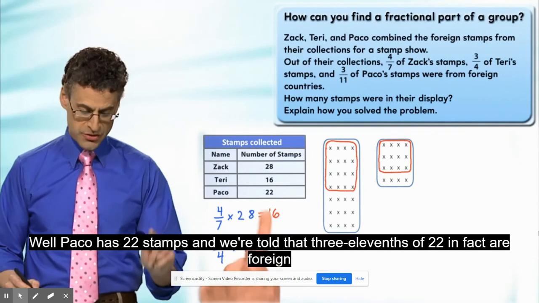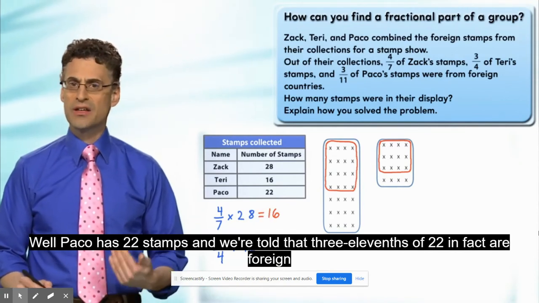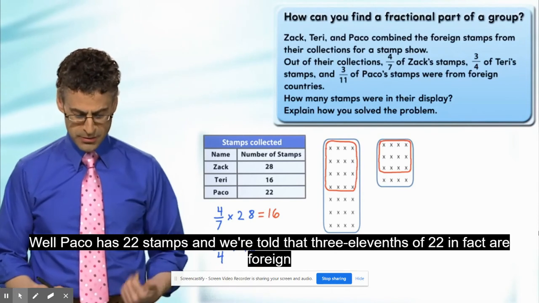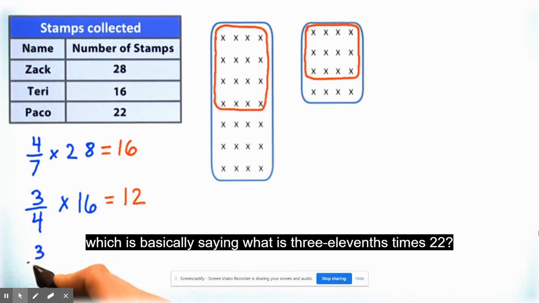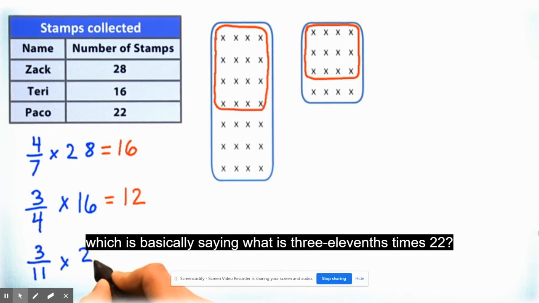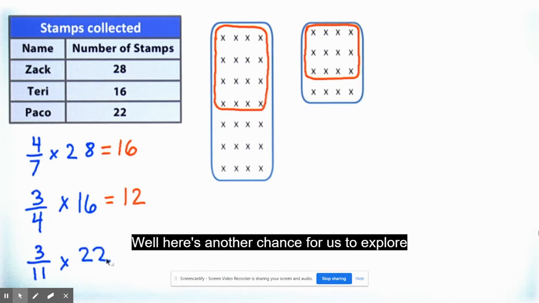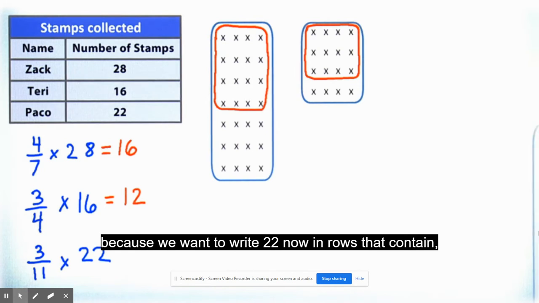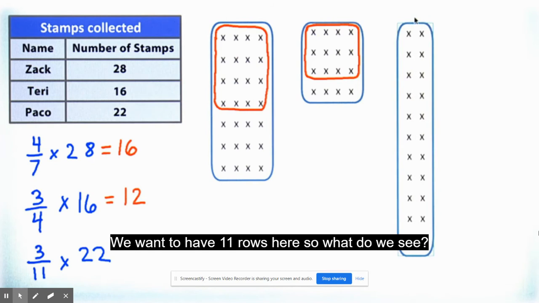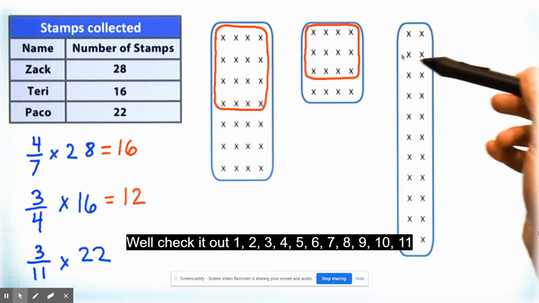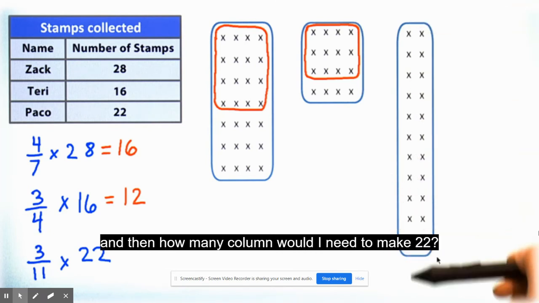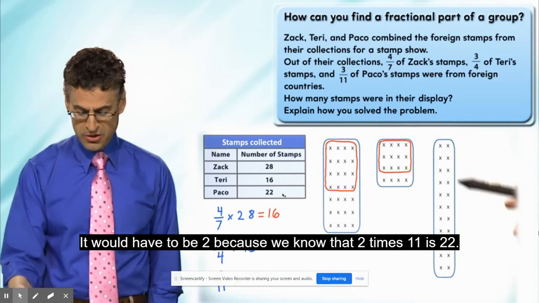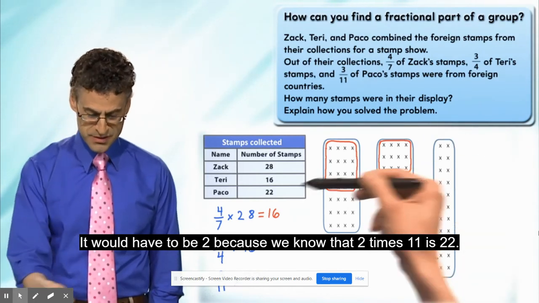Well, Paco has 22 stamps, and we're told that 3/11 of 22, in fact, are foreign. So we have to figure out 3/11, which is basically saying, what is 3/11 times 22? And how do we figure that out? Well, here's a chance for us to explore, because we want to write 22 now in rows that have 11. So we want to have 11 rows here. So what do we see? Well, check it out. 1, 2, 3, 4, 5, 6, 7, 8, 9, 10, 11. And then how many columns would I need to make 22? It would have to be 2, because we know that 2 times 11 is 22.